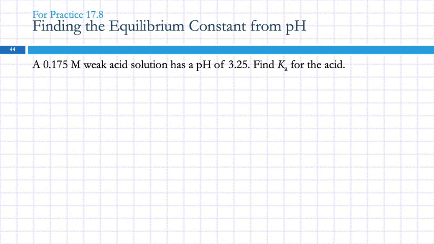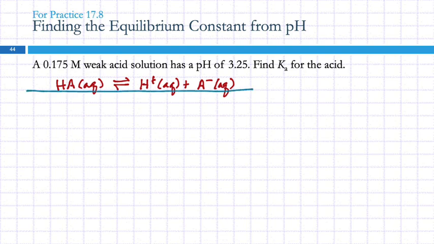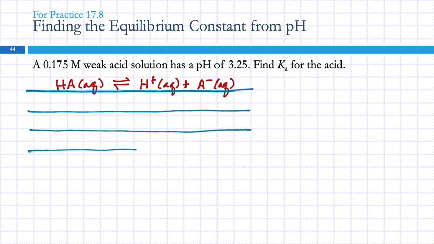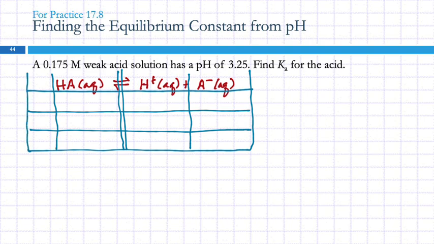So here I kind of have to use HA because I don't know what it is. But there's my weak acid, and it's going to be in equilibrium with hydrogen ions and the conjugate base, whatever that is. And then we're going to make an ICE table.